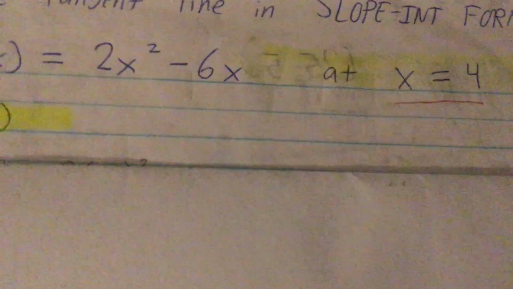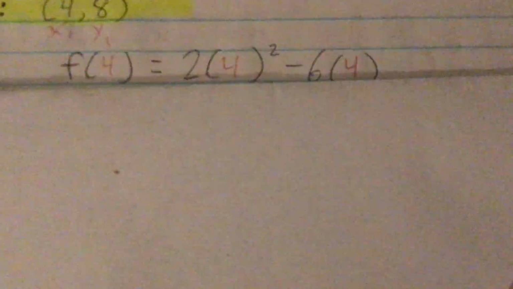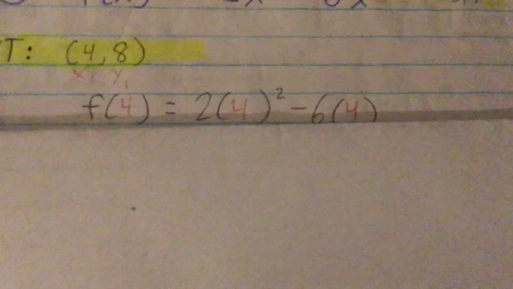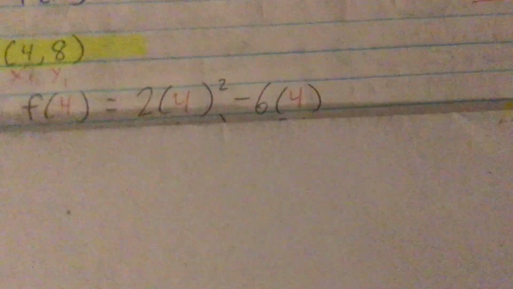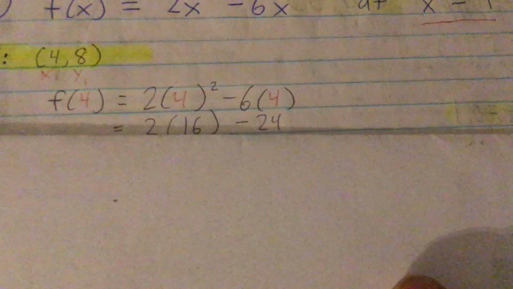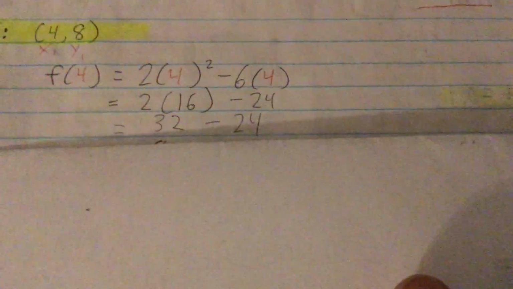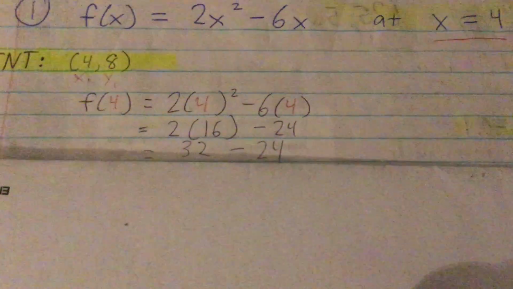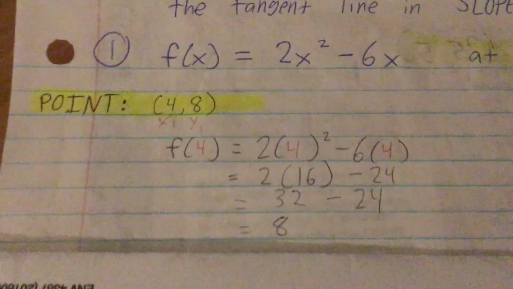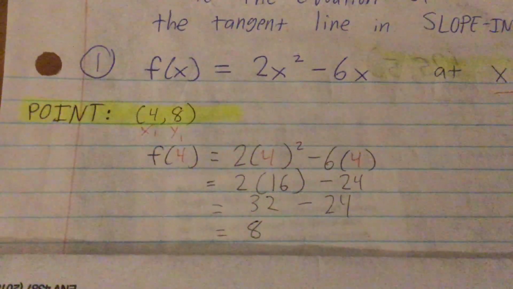So part one says, well, let's figure out the point. In order to figure out the point, I'm going to plug in x equals 4 into the equation. So f of 4 is equal to 2 times 4 squared minus 6 times 4. So then we do 4 squared, which is 16. So we get 2 times 16 minus 6 times 4. Negative 6 times 4 becomes negative 24. And then that becomes 32 minus 24, or 8. Therefore, the point that exists at x equals 4 is (4, 8).